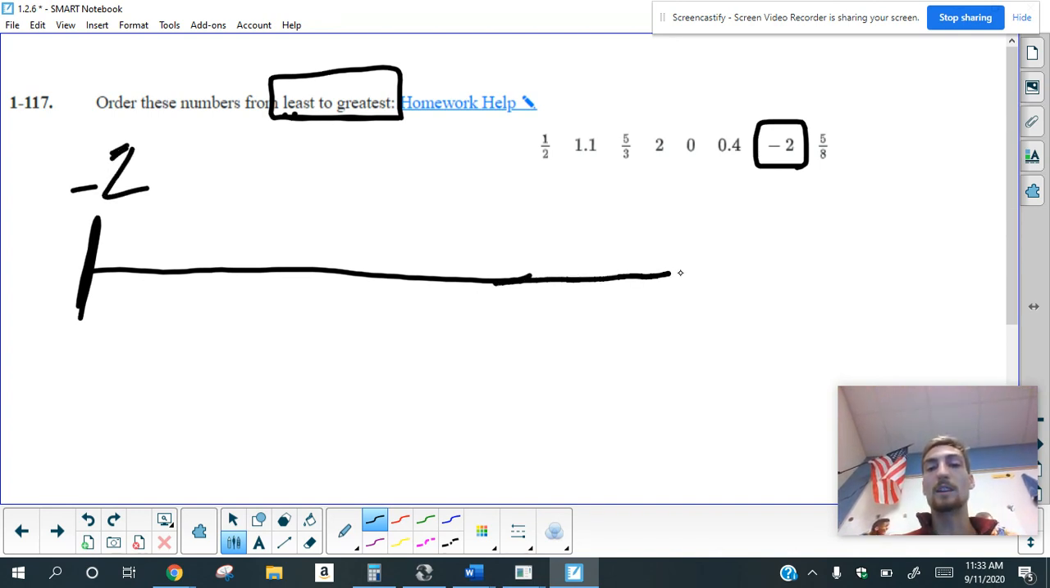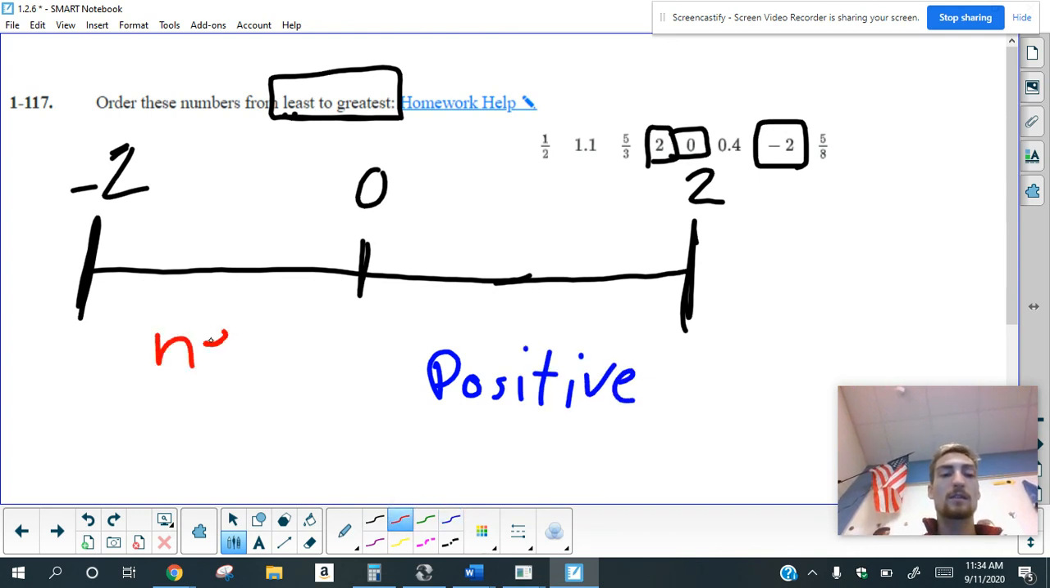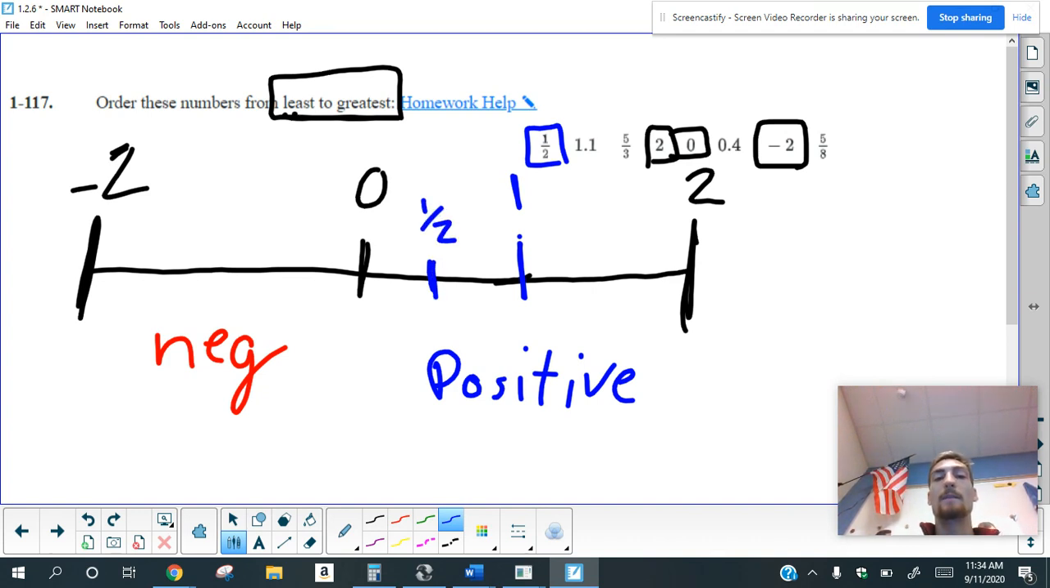My greatest number would be 2, I believe. Do I see anything greater than 2? I do not. So 2 is going to be over here on the other side, and that means 0 would be right in the center. So far I have 3 out of my 7 total options listed. Then I'm going to take a look at 1/2. It would be on the positive side. Let's first divide 0 and 2 into 1 in the middle. 1/2 would be right between 0 and 1. All right, I have that one taken care of.